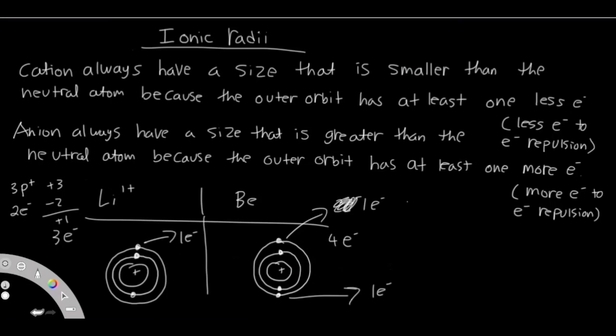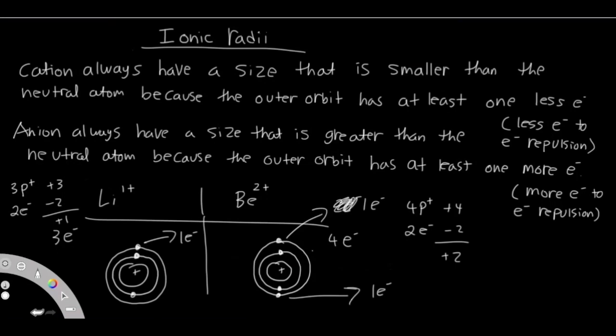Beryllium, 4 protons. Again, atomic number is 4. Electrons used to have 4. Got rid of 2 of them. Now you have 2 electrons. Positive 4, negative 2 gives you a plus 2. Beryllium has a charge of 2. Which one is going to be greater in terms of its size, in terms of its ionic radii?